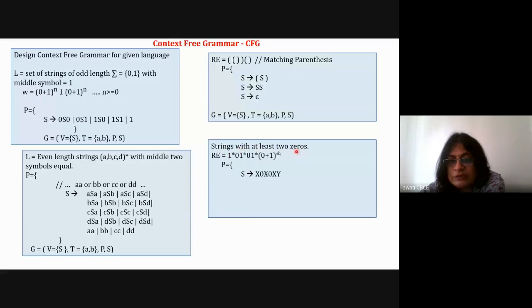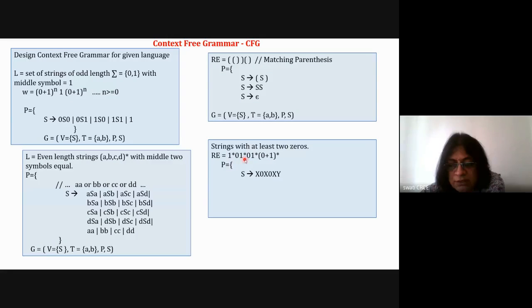This is the regular expression with at least two zeros. At least two zeros are needed. So sometimes only they will give you this statement. So write down the regular expression for that, and then you design the context free grammar. So at least two zeros means at least two zeros are there, and before and after the zeros any number of ones can appear, and even once two zeros are over any number of zeros and ones are possible. So that's why this is a regular expression for at least two zeros.